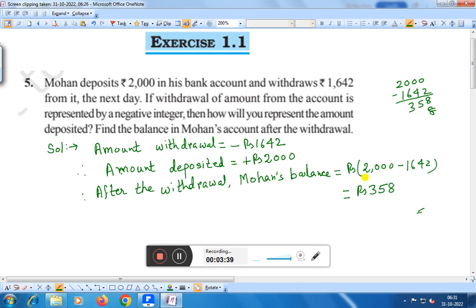That means if amount withdrawal is represented by a negative integer, that is minus 1642, therefore amount deposited will be represented by plus 2000. Right? Then find the balance in Mohan's account after the withdrawal. Therefore, after the withdrawal, Mohan's balance will be rupees 2000 minus rupees 1642, that is rupees 358.